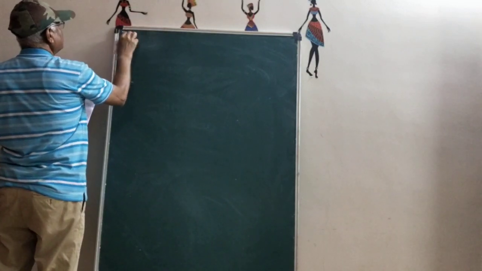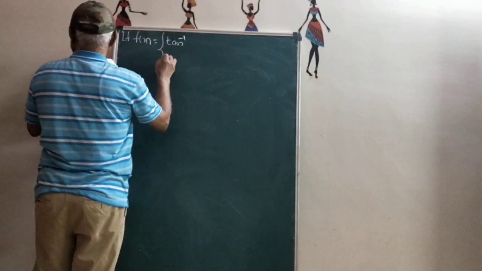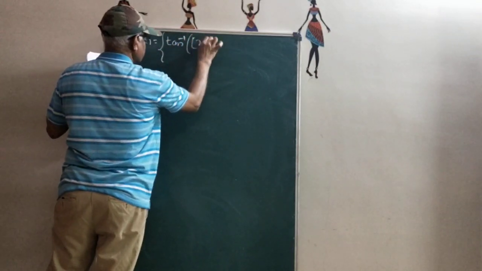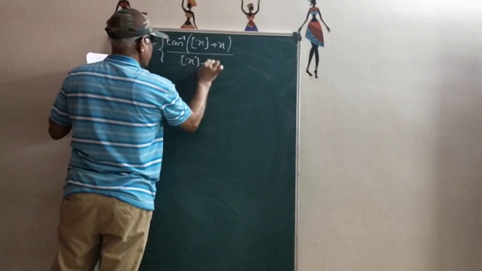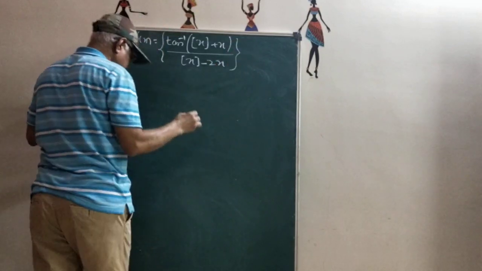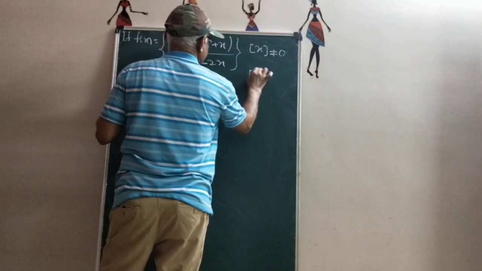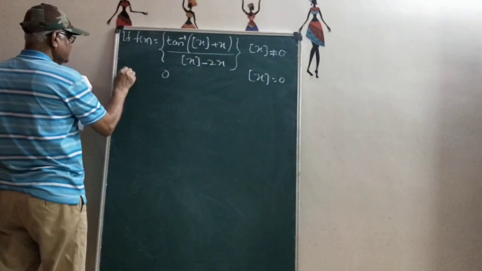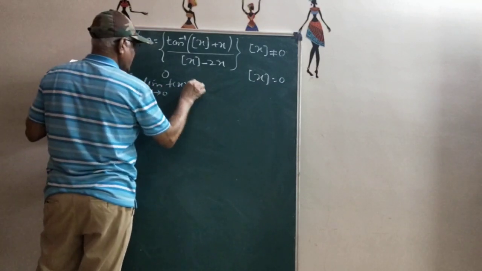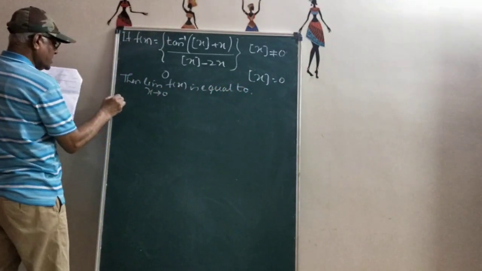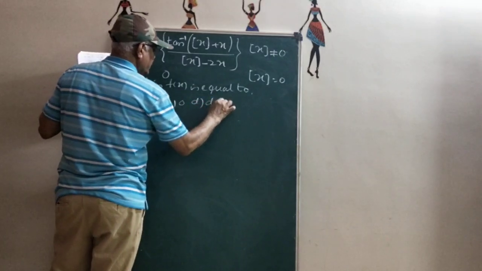If f of x is equal to tan inverse of (greatest integer x plus x) divided by (greatest integer x minus 2x), where greatest integer x is not equal to 0, and it is equal to 0 if greatest integer x value is equal to 0, then limit f of x as x tends to 0 is equal to: the first option is 1, second option minus 1, third option is 0, and the last one is does not exist.